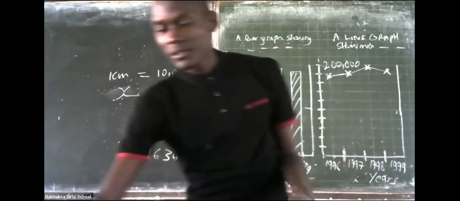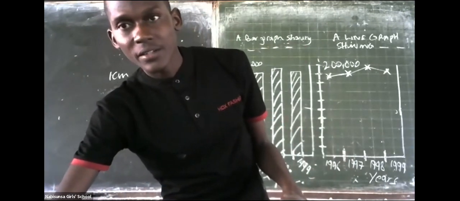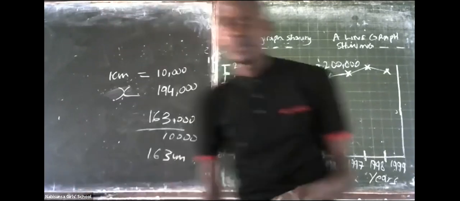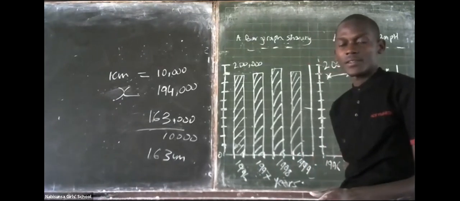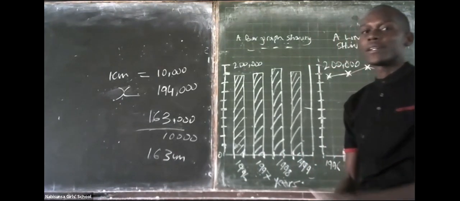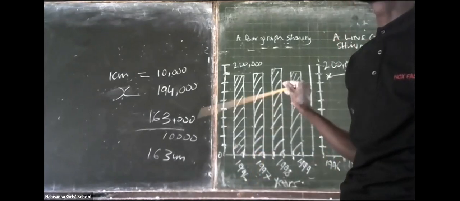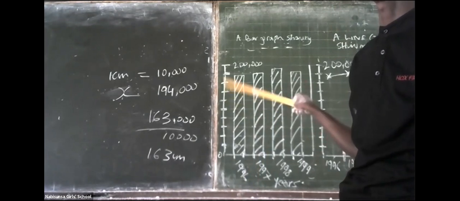Yes, teacher, I have a question. Yeah, you ask. Teacher, that 10,000 that we are dividing by, what does it represent? I understood the rest of the steps, but what is it for? Okay, that one helps us to plot without using energy.